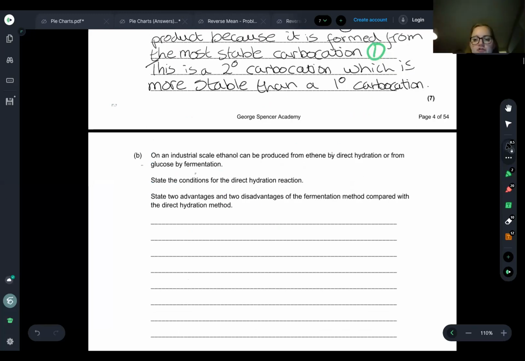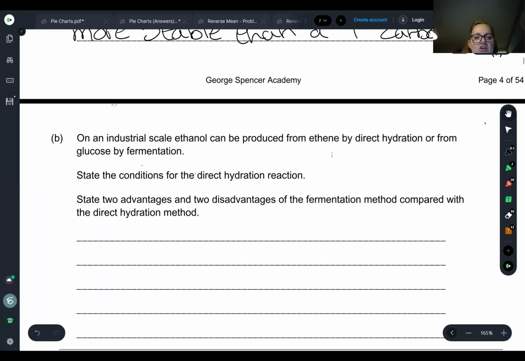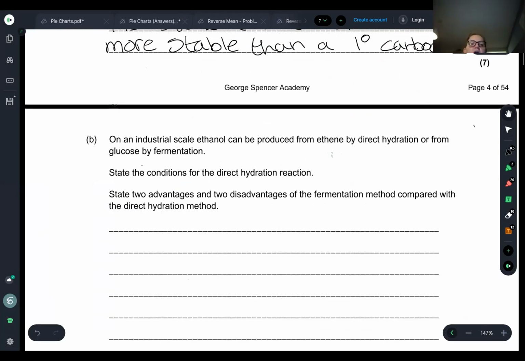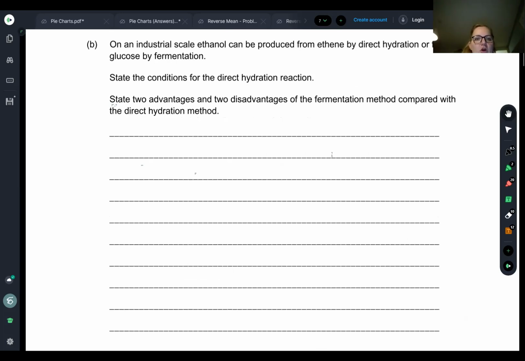On an industrial scale, ethanol can be produced from ethene by direct hydration or from glucose by fermentation. What has happened to this? Drawing lines all over the screen now. I'm not quite sure what's happening anymore. State the conditions for the direct hydration reaction and state 2 advantages and 2 disadvantages of the fermentation method compared with the direct hydration method.